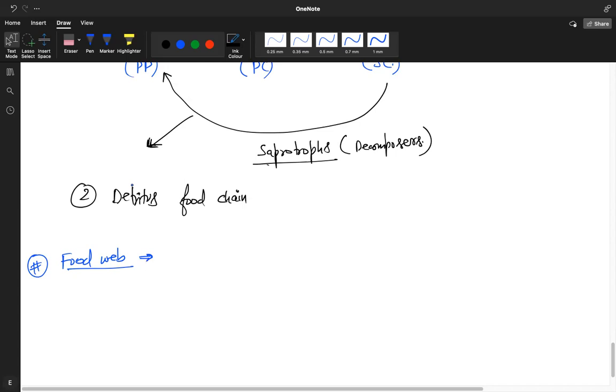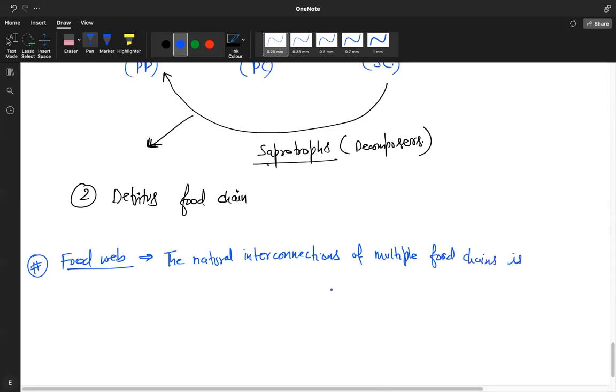Now let's define food web. Write down. In nature or in ecosystems, the natural interconnection of multiple food chains is called a food web. Okay, ecosystem food web.